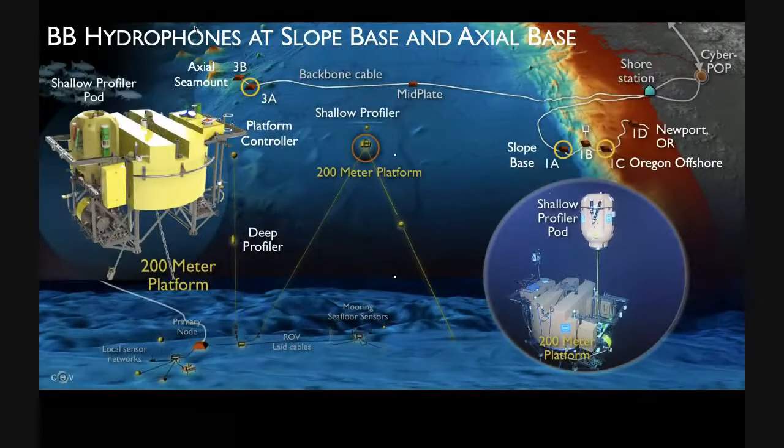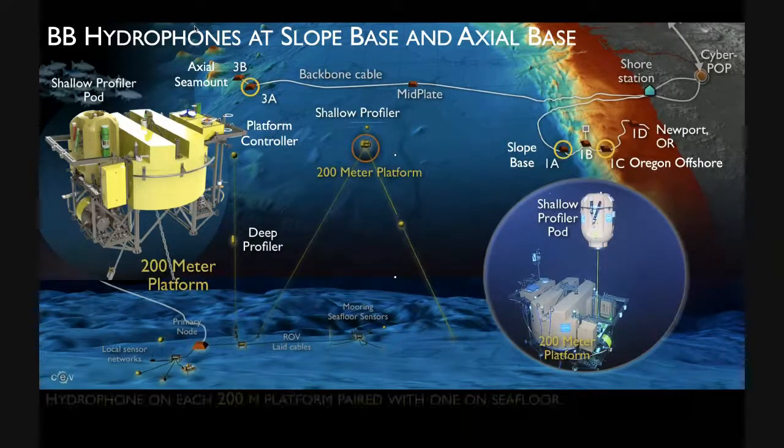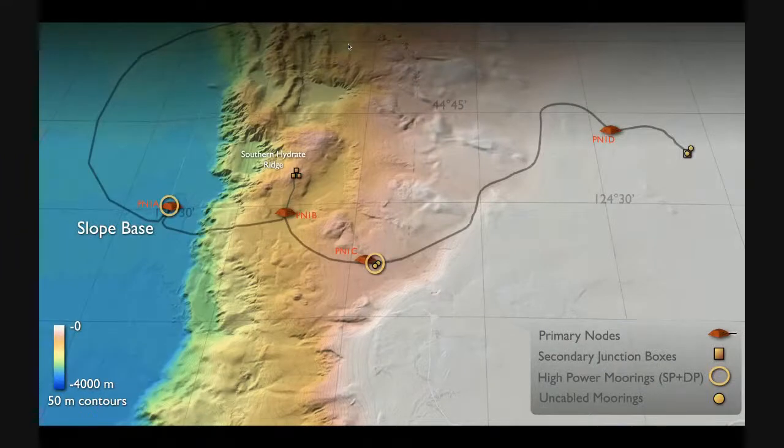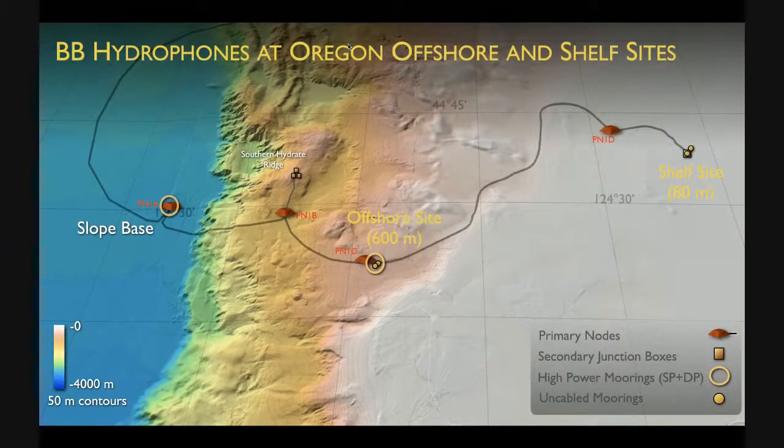So 4 of the broadband hydrophones are located at Slope Base and Axial Base. There is a hydrophone each on the 200-meter platform, which is in the water column, and then they're paired with one on the seafloor at each of those 2 sites. So that accounts for 4 of our hydrophones. And there are 2 more hydrophones on the Oregon coast. One is at the offshore site in 600 meters water depth on the seafloor, and one at the shelf site at 80 meters water depth.